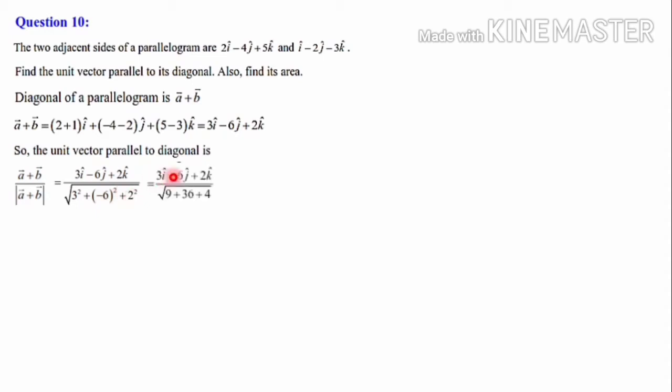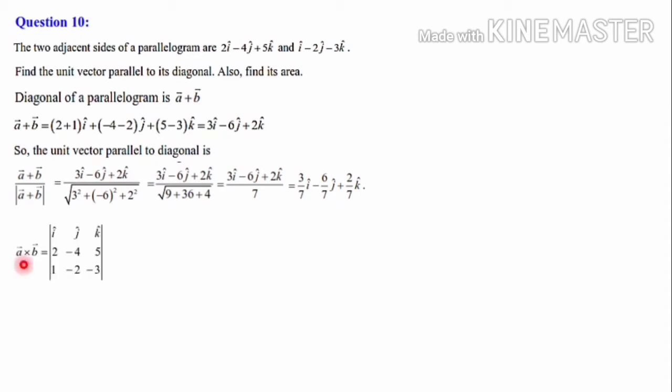That is equal to 3i minus 6j cap plus 2k cap divided by root of 3 square is 9, minus 6 square is 36, plus 2 square is 4. That is 3i cap minus 6j cap plus 2k cap divided by root of 36 plus 4 is 40, 40 plus 9 is 49, square root of 49 is 7. Let's split this: that is 3 by 7 into i cap minus 6 by 7 into j cap plus 2 by 7 into k cap. This is the unit vector parallel to the diagonal of the given parallelogram.